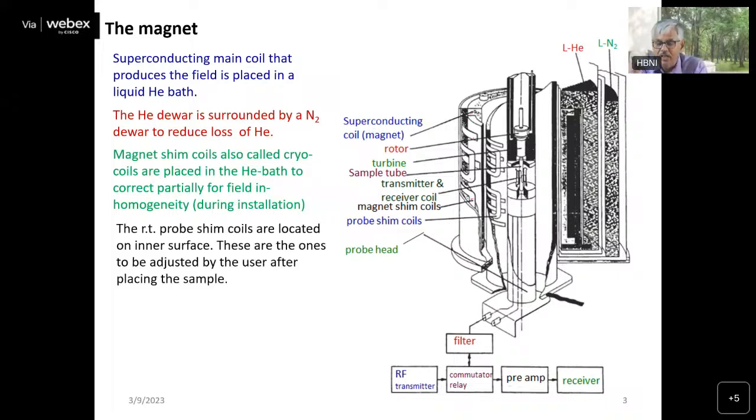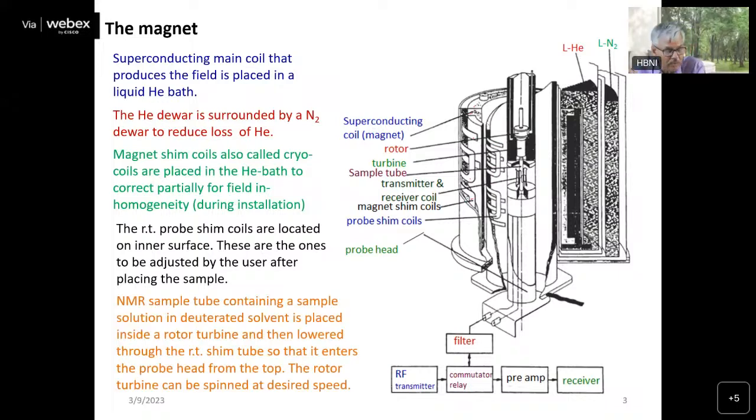So you have the main magnet, then the cryo shims, and then there are also room temperature probe shim coils. These are placed inside the inner surface, and they are at room temperature. As I mentioned, they are room temperature probe shim coils, and these shim coils have to be adjusted during regular operation. We will speak more about these things later on.